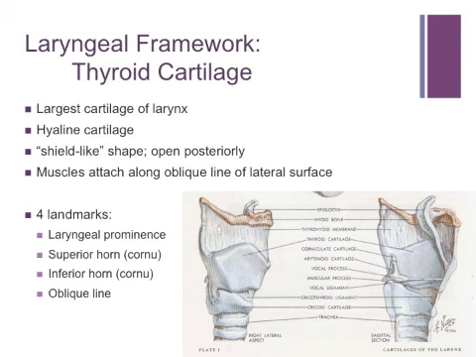Note that the hyoid bone had 2 horns, a greater and a lesser. The horns on the hyoid bone differ in size. Now note the 2 horns on the thyroid cartilage. There's a superior horn and an inferior horn. These horns differ primarily in their orientation. One goes up and one goes down.